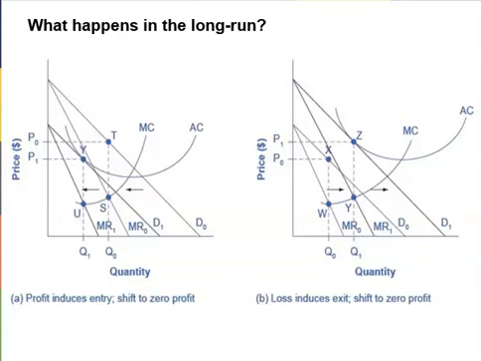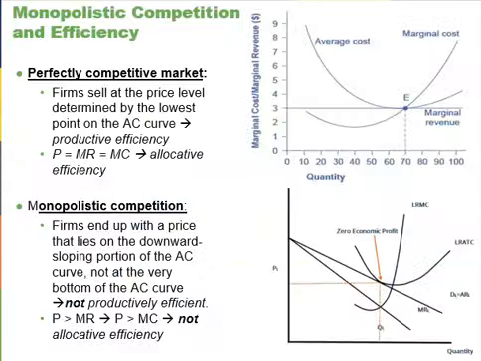However, the zero economic profit outcome in monopolistic competition looks different from the zero economic profit outcome in perfect competition in several ways, relating both to efficiency and to variety in the market. The long-term result of entry and exit in a perfectly competitive market is that all firms end up selling at the price level determined by the lowest point on the average cost curve, as in the example in the upper graph. This outcome is why perfect competition displays productive efficiency. Goods are produced at the lowest possible average cost.